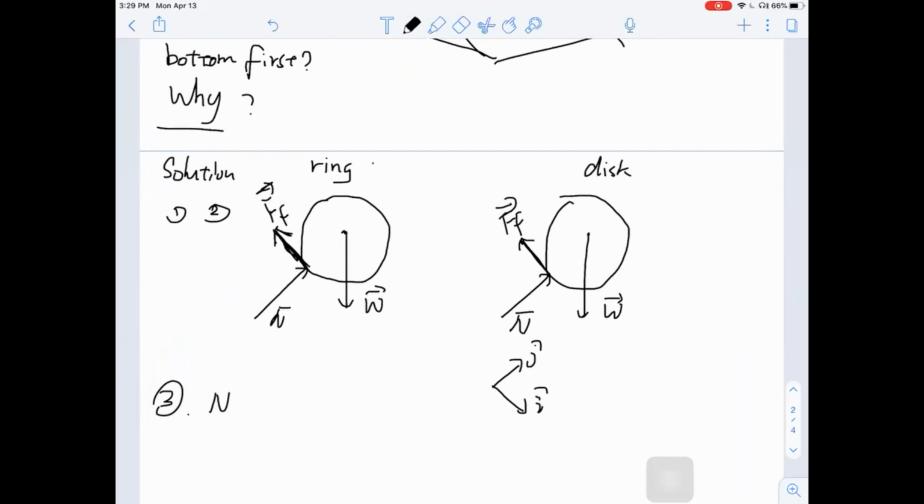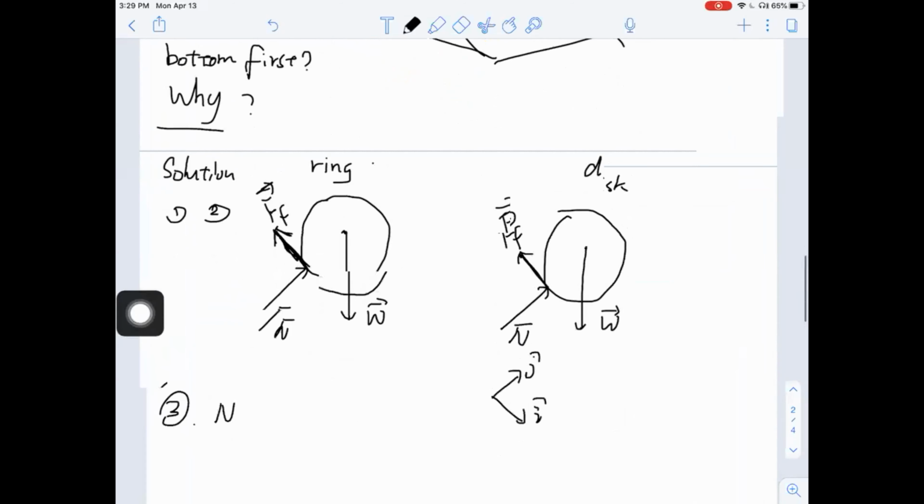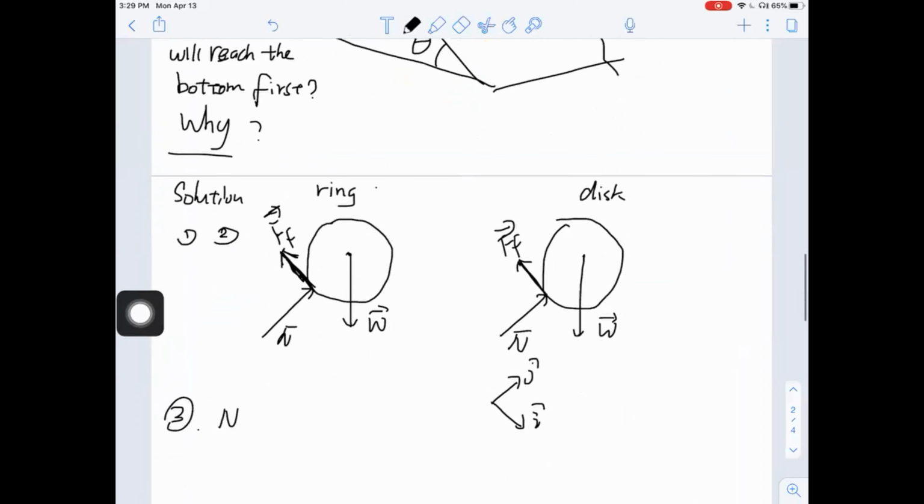Free body diagram for ring and disk should have 3 forces on the free body diagram: weight force, normal force, and friction force. The friction force and normal force are perpendicular to each other. And the friction force has the same angle as theta. And how we set up our I and J coordinate system would line up with the slope.